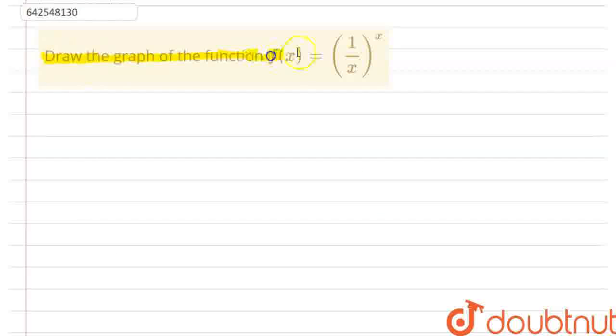In this question, we need to draw the graph of the function f(x) equals 1 by x to the power x. Now to draw the graph, we firstly need to find out the extreme point. So let us write it as y equals 1 by x to the power x.